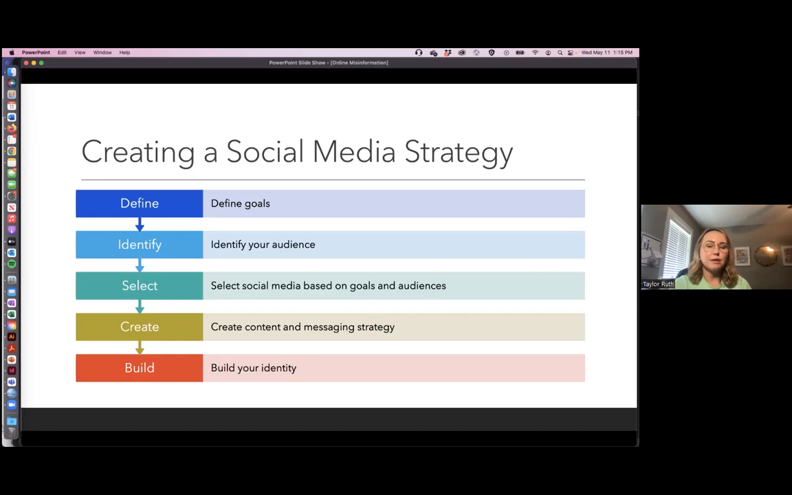Thinking back to our earlier conversation with that movable middle, in that case, that might be your audience who you're trying to target. Also, making sure you're selecting your social media based on the goals of your audience, creating content and messaging strategy that's going to be effective, and then building your own identity online so you can establish that credibility with your audience. They can trust the information that is actually coming from you.